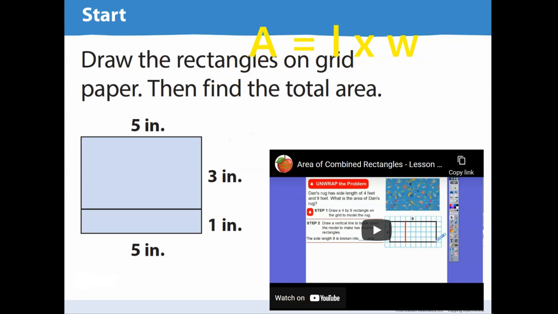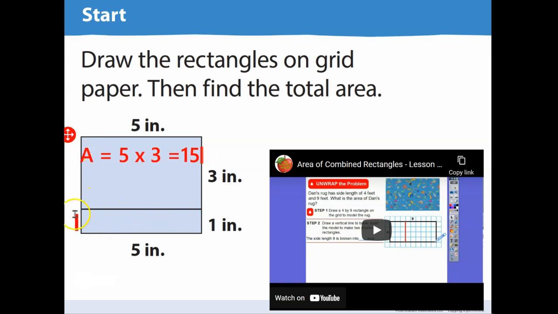So, for example, it says draw the rectangles on a grid. So we have this. And then find the total area. So this shape right here, here's the length, it's 5 in width, right? So again, how do you find the area? Length times width, right? So it's 5 times 3, which is, what's 5 times 3? 15.